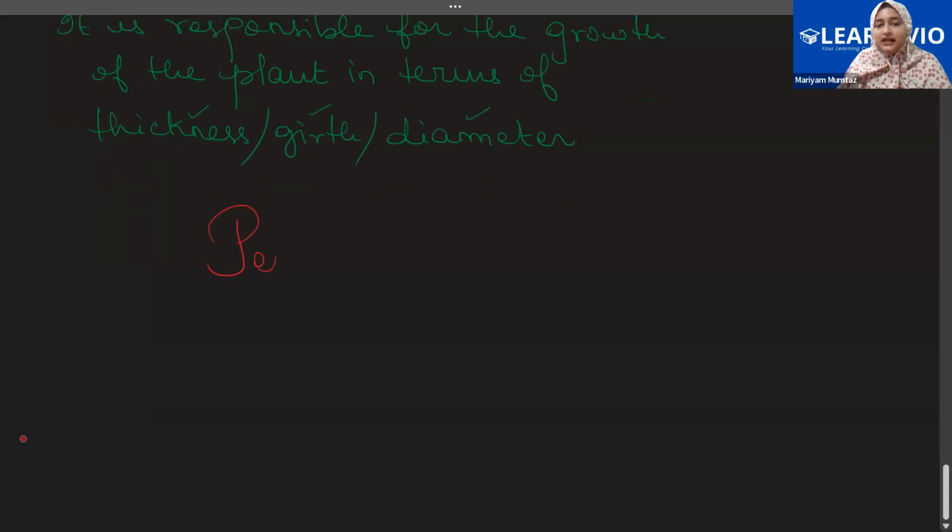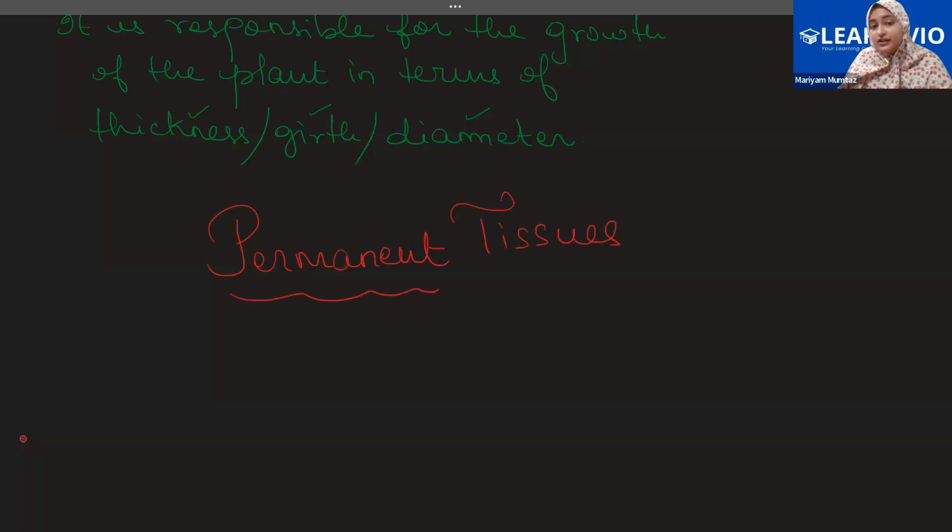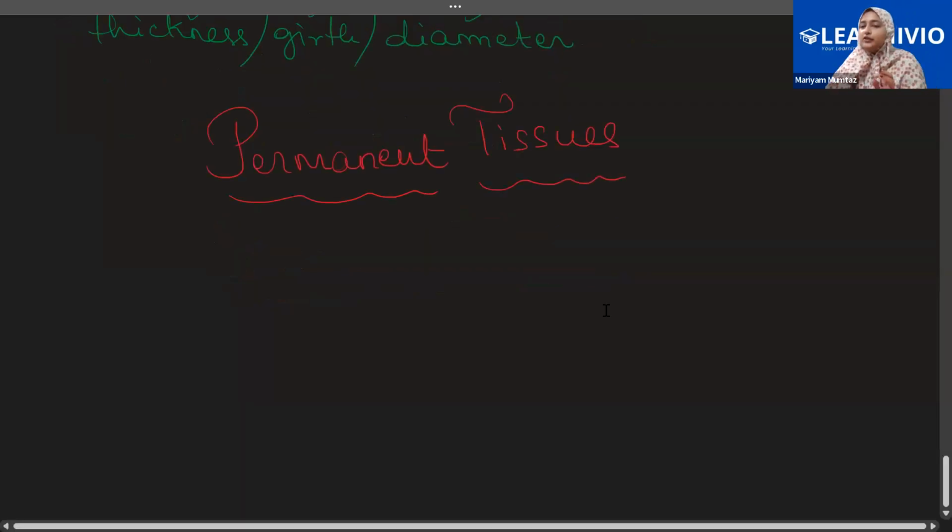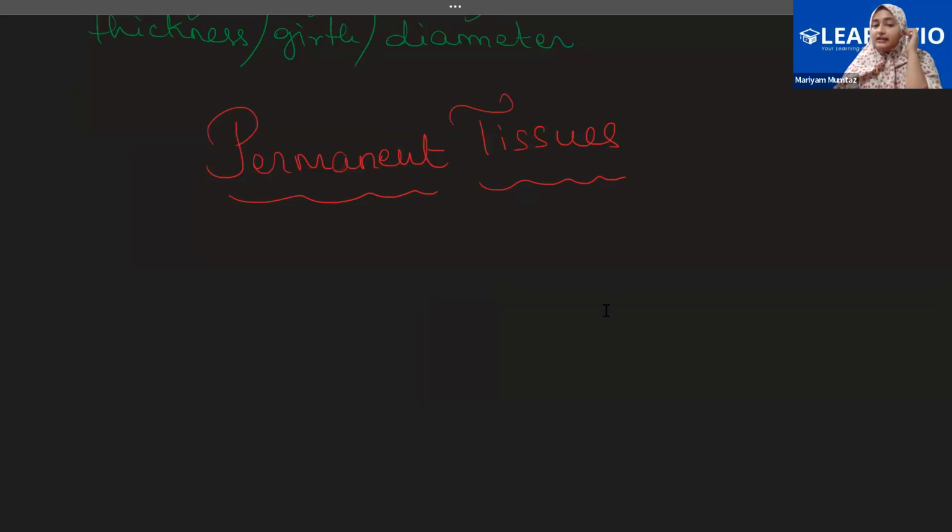All right, so we'll start today with the permanent tissues. Now remember, permanent tissues, originally they were meristematic tissues only. In the initial stages of their life, they were like meristematic tissues. But in the case of plants, there are some tissues that keep on dividing for the rest of their life. But there are some tissues that divide for a certain period of time, and then their ability to divide diminishes. It stops. So those kind of tissues get modified and they become permanent.